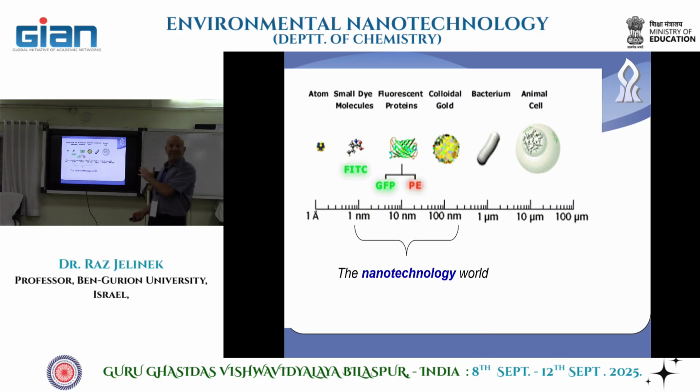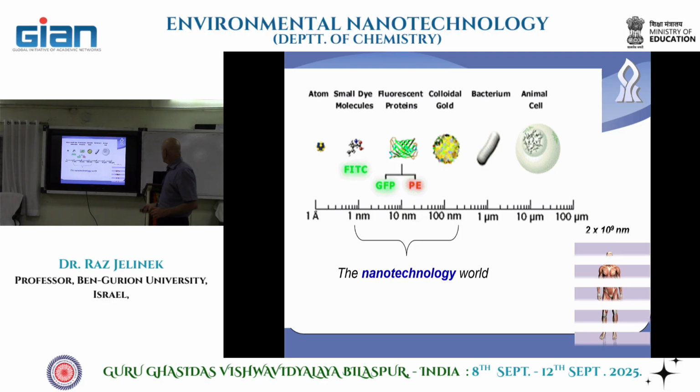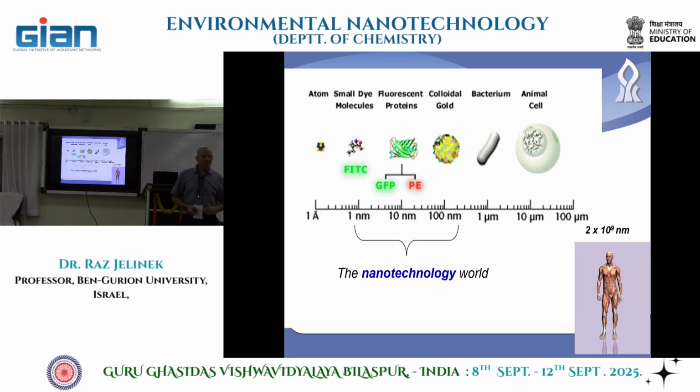And if we look at the entire scale of dimensions of the world, we see that a human, a very large human, 2 meter, very tall, is 2 times 10 to the 9th nanometer. If you go down, human cells are about 10 micron. Bacteria, 1 micron, so 1,000 nanometer.